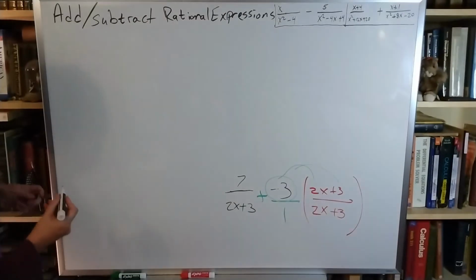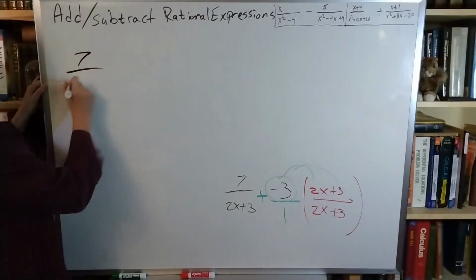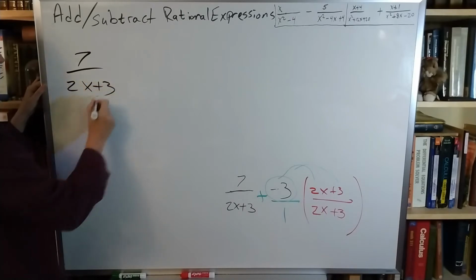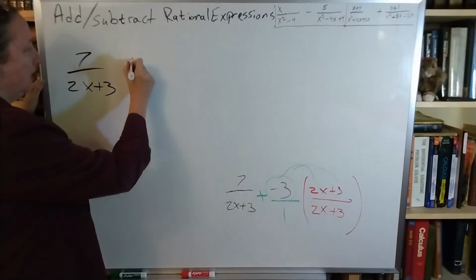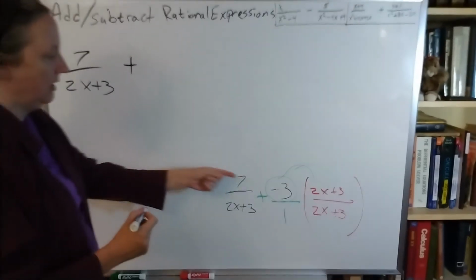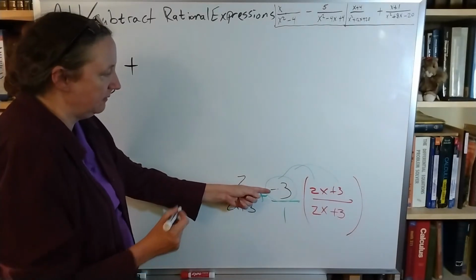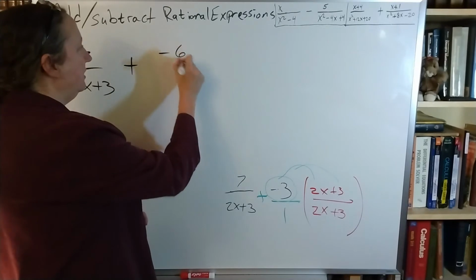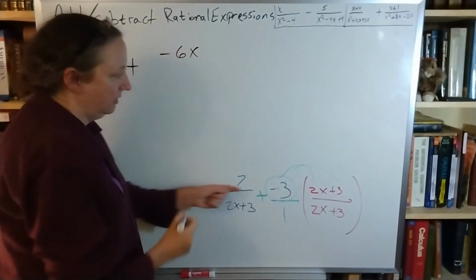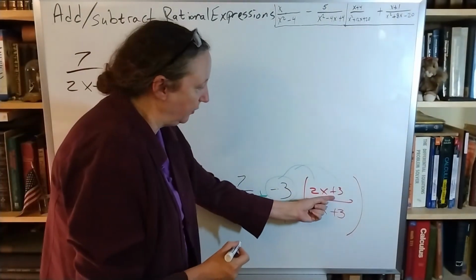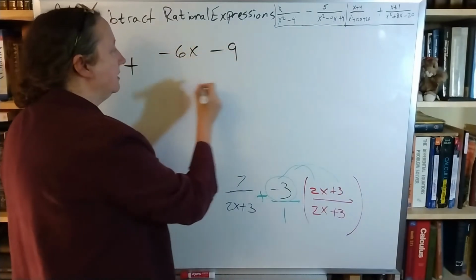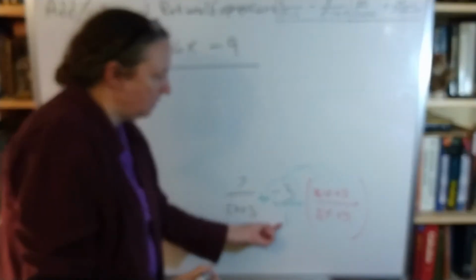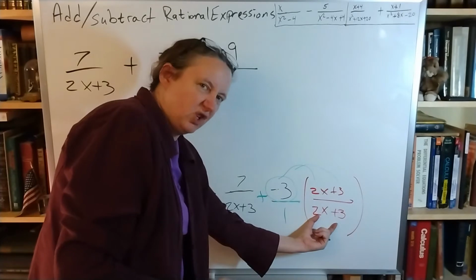So I have my 7 over 2x plus 3. That stays the same. I have a plus sign. I distribute the negative in, so it becomes negative 3 times 2 is negative 6, x. Negative 3 times plus 3, negative 9. And that is still over that 1 times this stuff, which is just 2x plus 3.